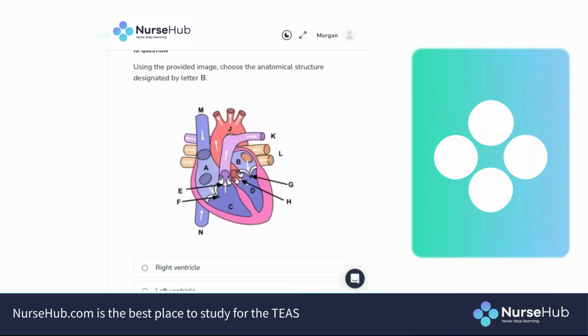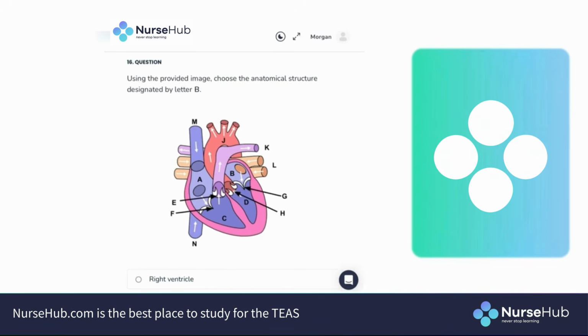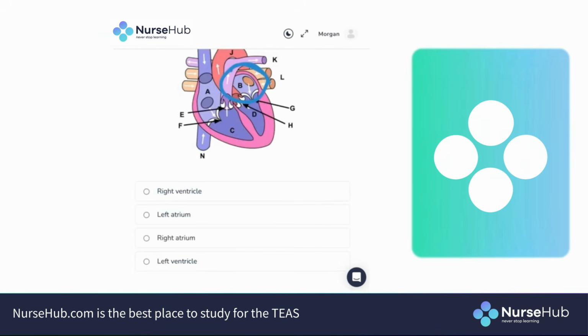Using the provided image, choose the anatomical structure designated by letter B. All right, so what you're going to need to do for a question like this is identify what part the question is asking you to look for. So that's letter B. We know we have located letter B, it's right here. The question is asking us, choose the anatomical structure designated by the letter B. Is it the right ventricle, the left atrium, the right atrium, or the left ventricle?